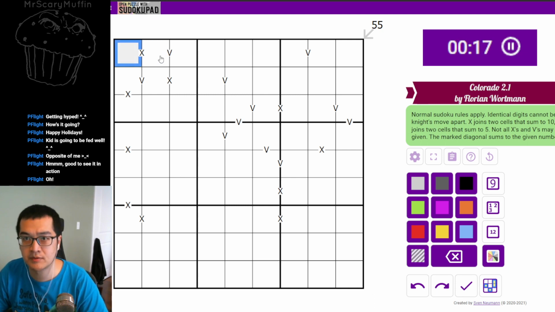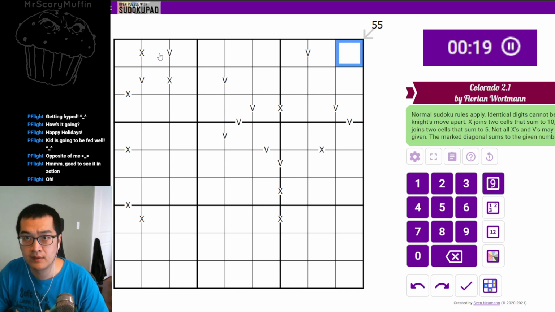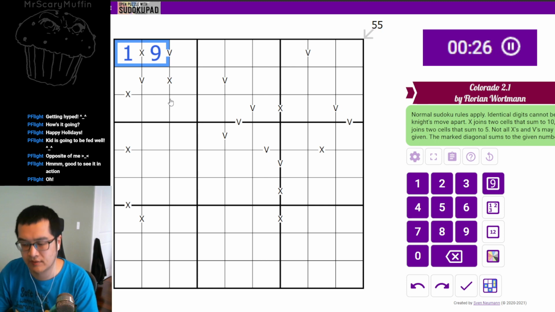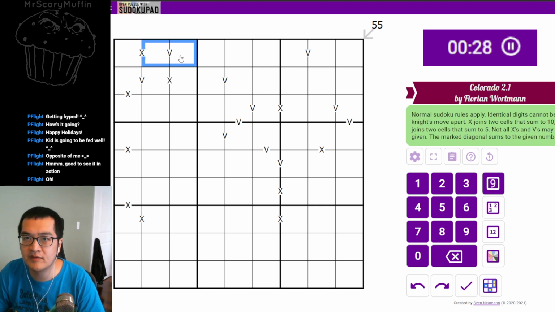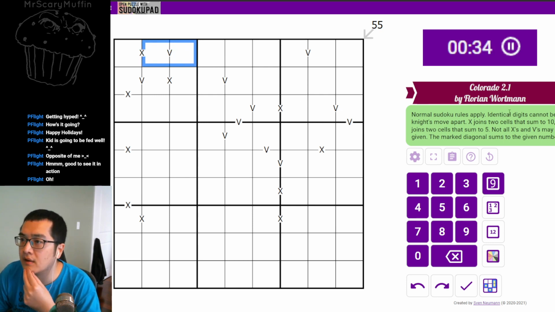So this one, if this was a 9, then the one next to it would be a 1, since they add up to 10. And then the ones separated by the V, if this was a 1, that would be a 4. So these would add up to 5. So that's what that rule means. Not all X's and V's are given. And then this diagonal here must add up to 55.